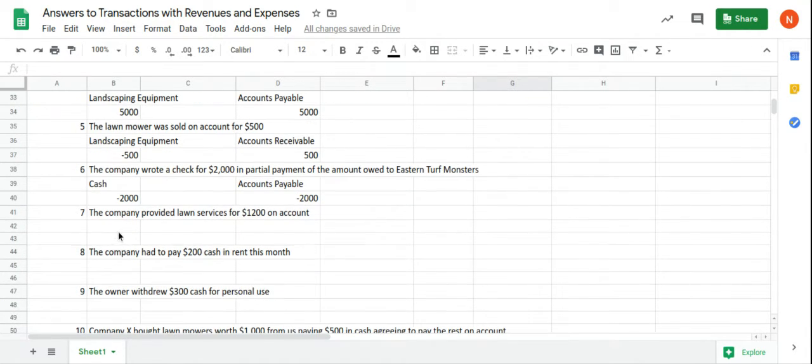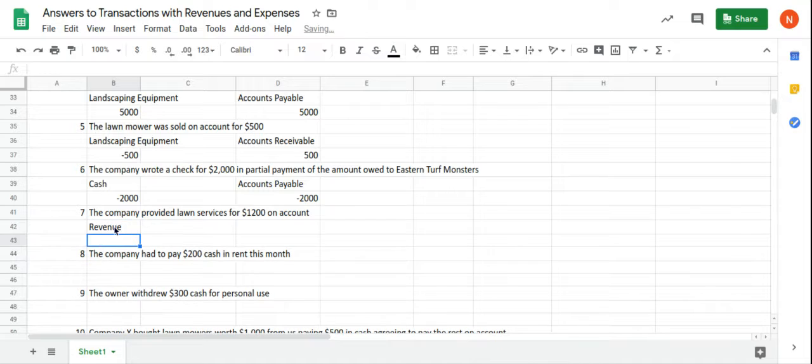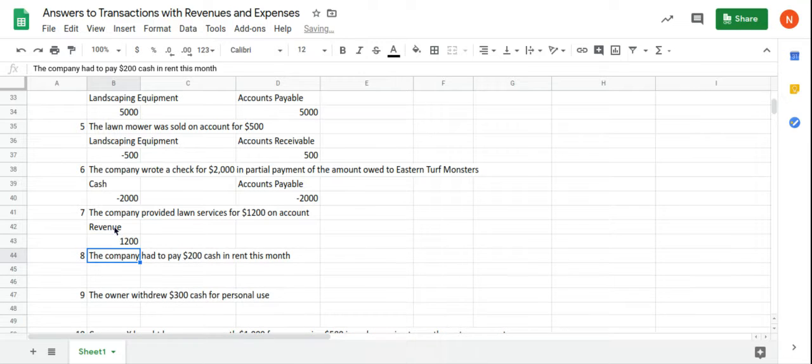Number 7, the company provided lawn services for $1,200 on account. Anytime we provide services, that is going to be revenue. We provided services worth $1,200, so our revenue is going to be $1,200. Like we talked about before, revenue is always going to be positive.